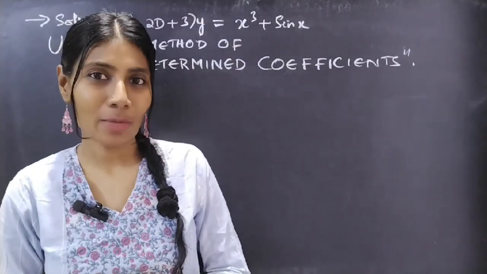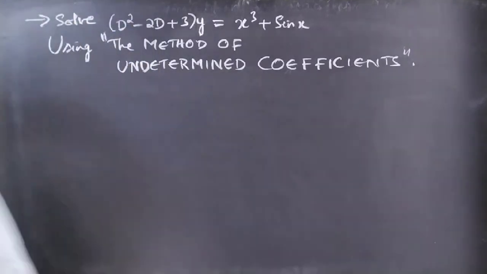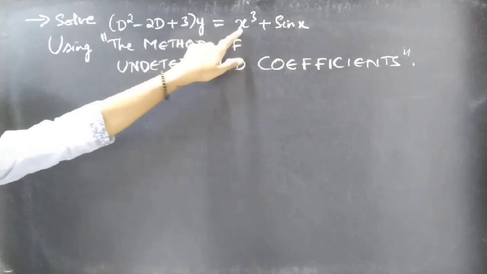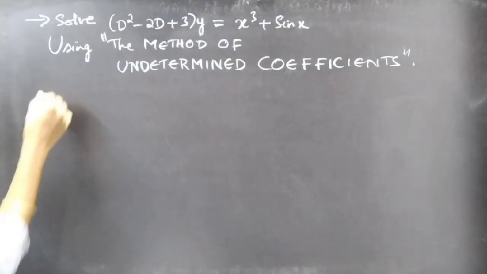In this video, we're going to see a problem using method of undetermined coefficients. So let's get going. Problem: solve (D² − 2D + 3) y = x³ + sin x using the method of undetermined coefficients.